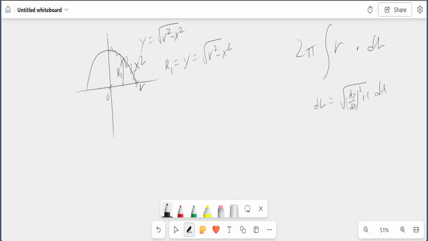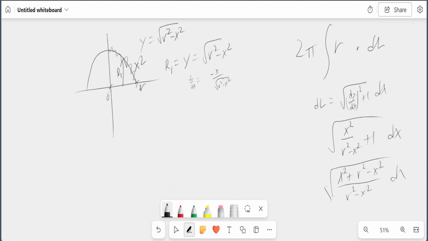dy over dx is negative x over square root r squared minus x squared. So that squared is x squared over r squared minus x squared plus 1, which is x squared plus r squared minus x squared over r squared minus x squared, which is r over square root r squared minus x squared. Does that make sense? Yeah, thank you.